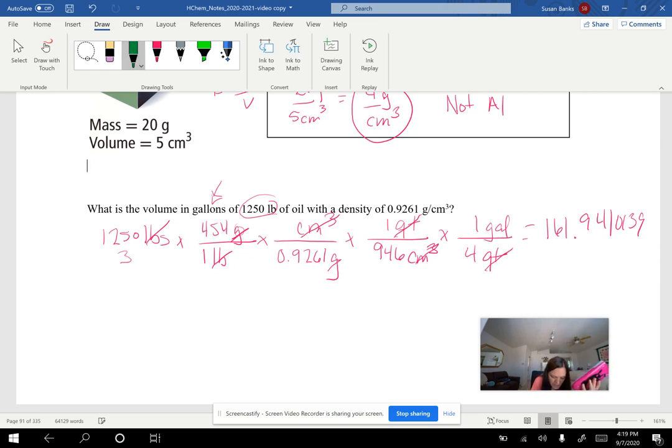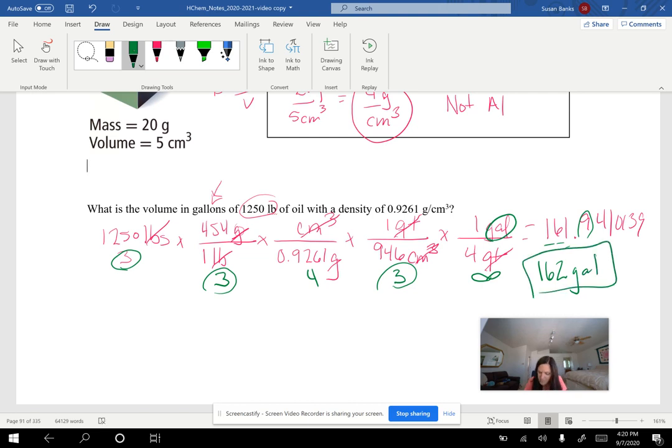I've got 3 here, I've got 3 here, I've got 4 here, I've got 3 here, and this is a definition. So it looks like I can report 3. So here we go, 1, 2, 3. That 9 tells me to round up. So we're going to call this 162 gallons. I will have 162 gallons of oil in that.